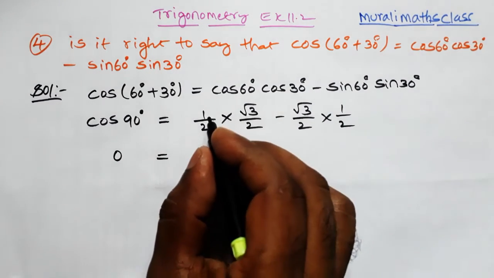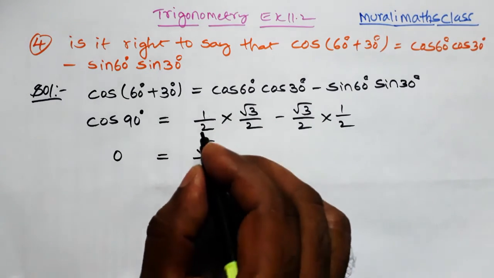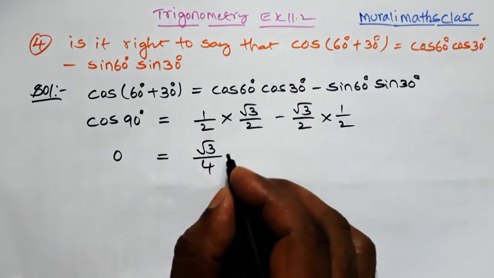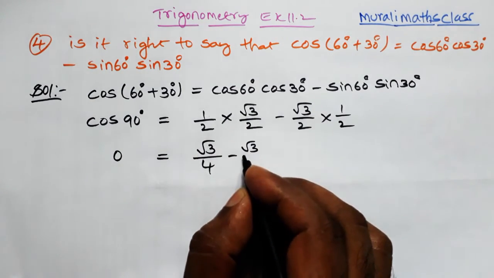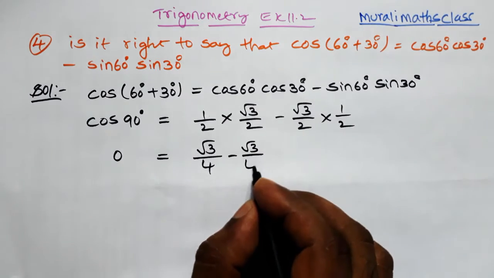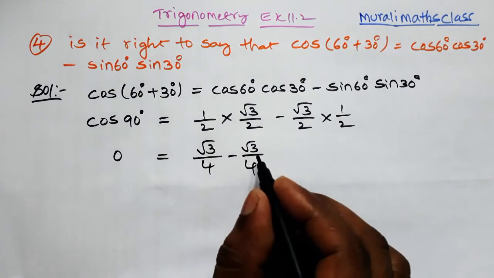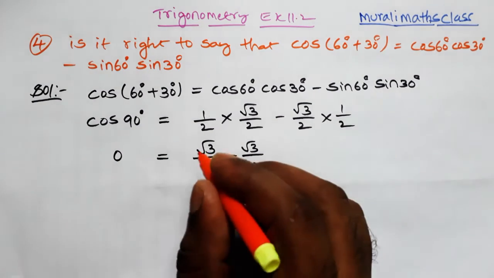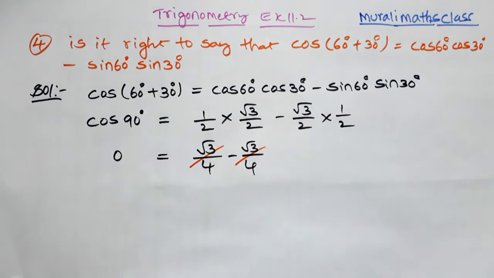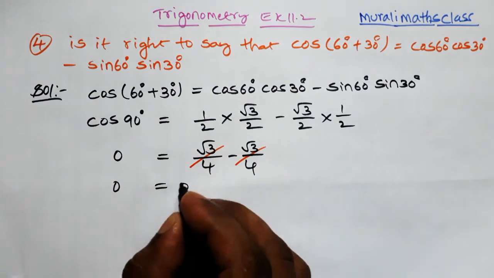Now observe here, 1 into root 3, we will get root 3, divided by 2 into 2, 4, we will get, minus root 3 into 1, root 3, divided by 2 into 2, 4. This is plus root 3 by 4 and this is minus root 3 by 4. So we can cancel this. Cancel. So we will get 0 equals 0.